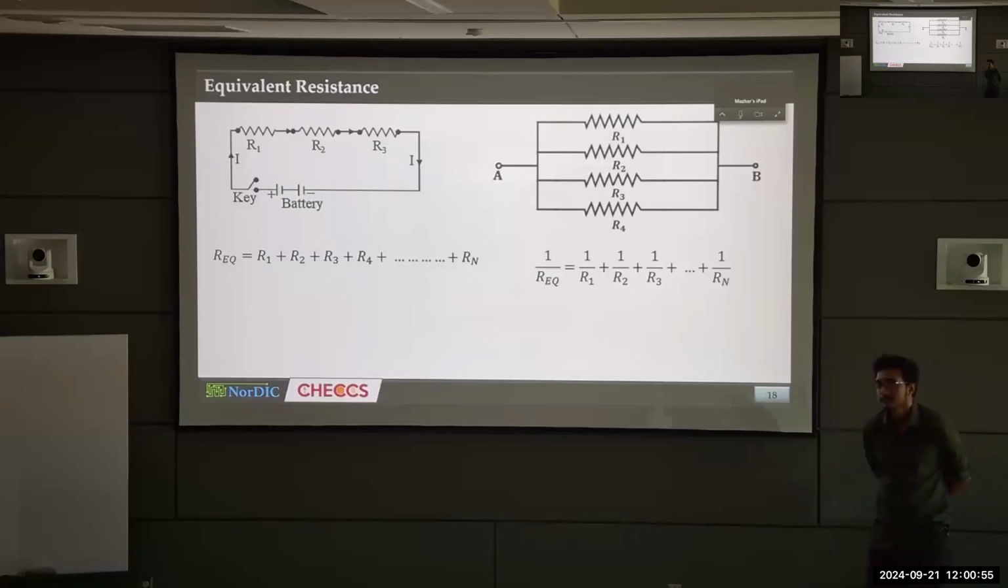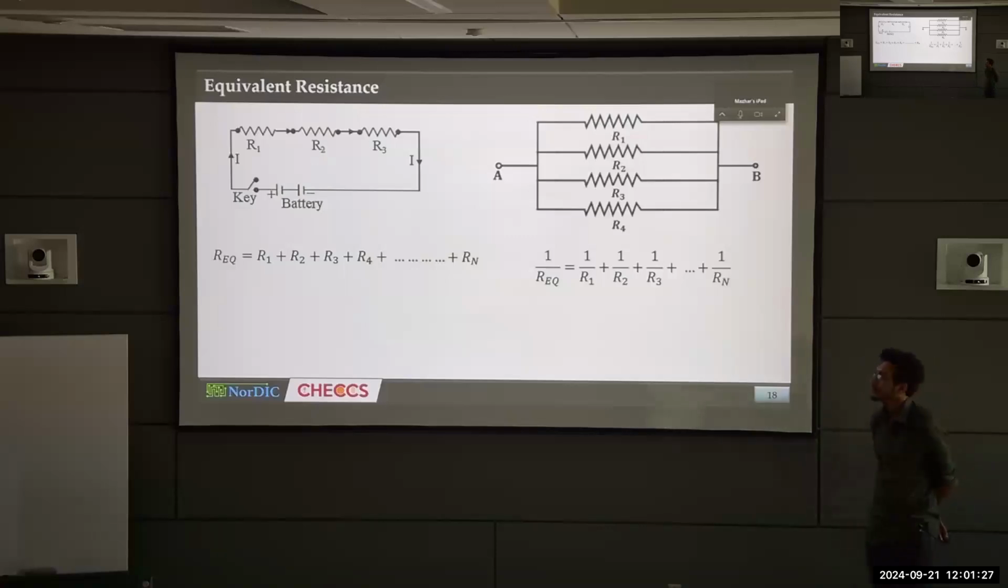Right? The same current will go through R1, R2, R3, the same number of cars. Each one will have a different voltage, what we call the voltage drop. The voltage drop at R1 is I R1, at R2 is I R2, and at R3 is I R3. So they have different voltage drops, but they have the same current I. They are common in the current.